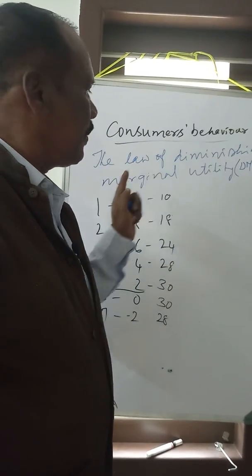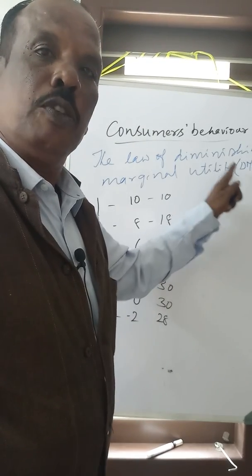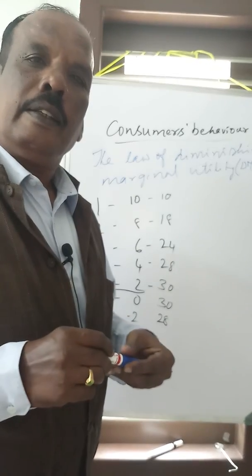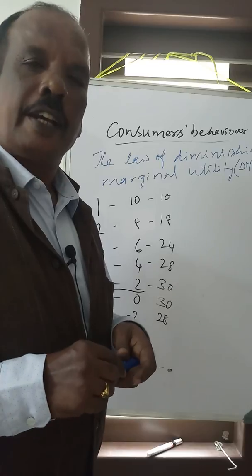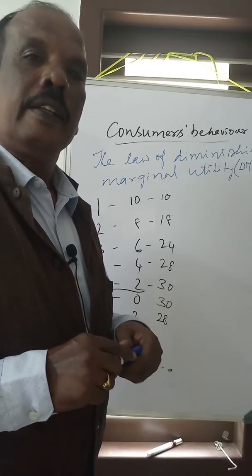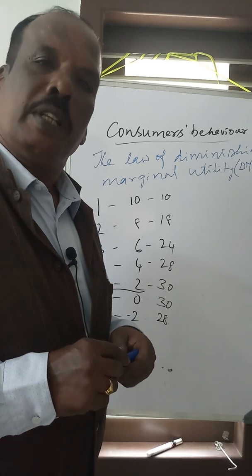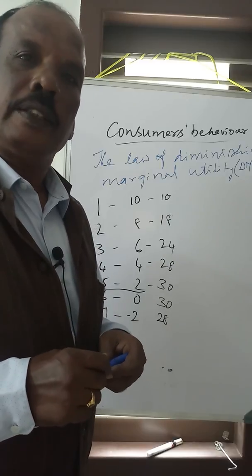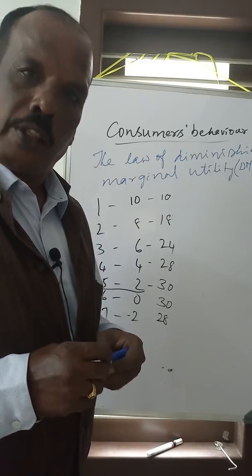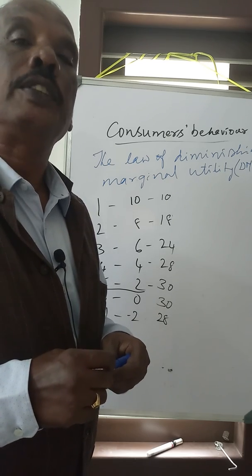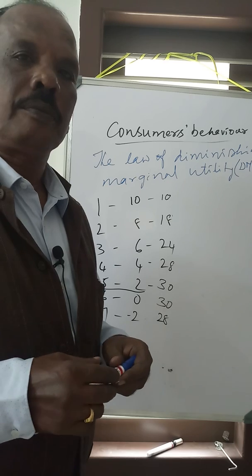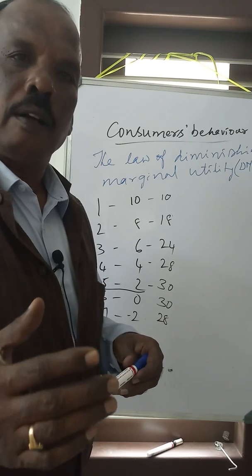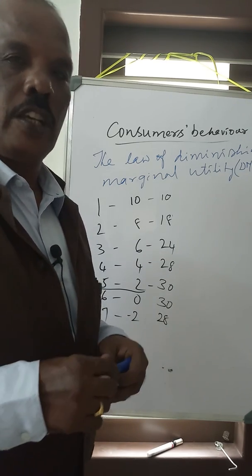Explain the law of diminishing marginal utility, that is DMU. This law is a famous law in economics. Earlier, it was developed by a German economist by name H.H. Gossen. That's why this law of diminishing marginal utility is called Gossen's first law. Later, our great economist Alfred Marshall popularized this theory.